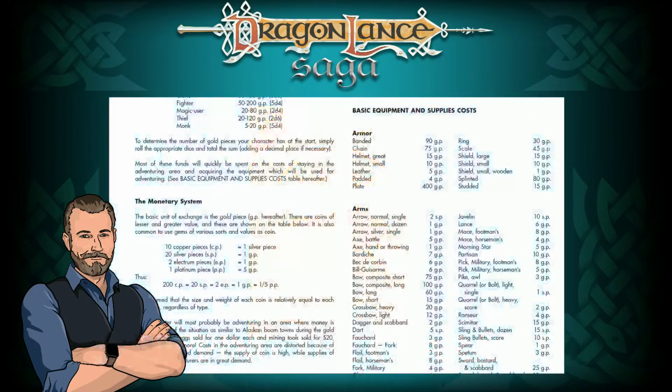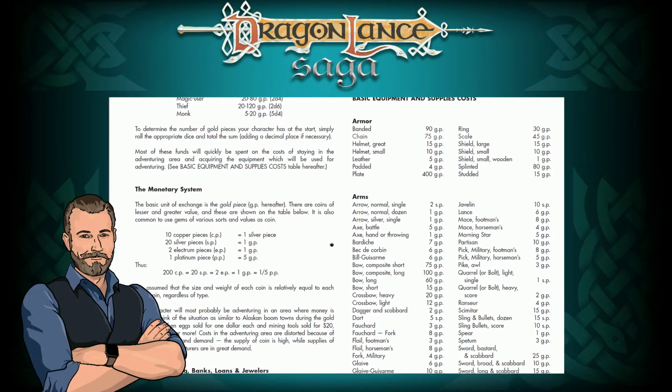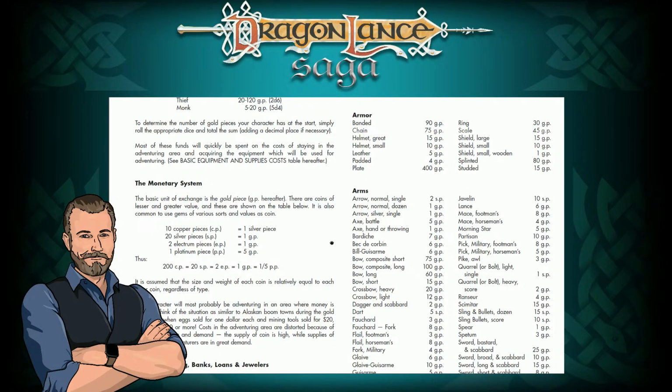All right, our first table we're looking at today. So this is base equipment and supply costs. Armor seems to be pretty expensive, understandably.